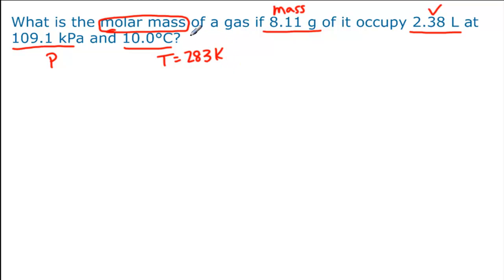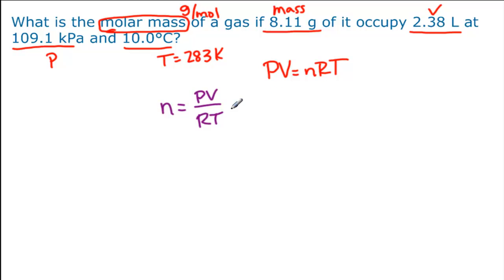Now molar mass, we need to know the unit, and the unit for molar mass is grams per mole. Alright, so we have grams here, but we need moles. So if we notice that PV equals nRT, we can find moles. If we plug in and solve for moles, we end up with PV over RT.